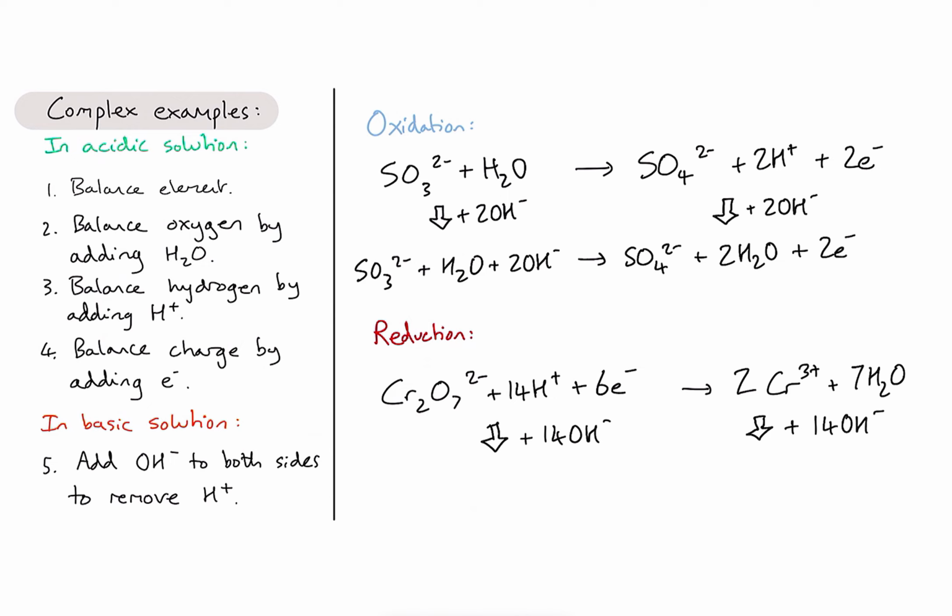So again, in this case, I can now write that full half equation out again. I've got the dichromate ion. I'm going to have 14 waters when those H pluses and OH minuses combine. 6 electrons are still there. And then on the right hand side, 2 Cr3 plus. I've got my 7 H2Os, and I've now added 14 OH minus as well.